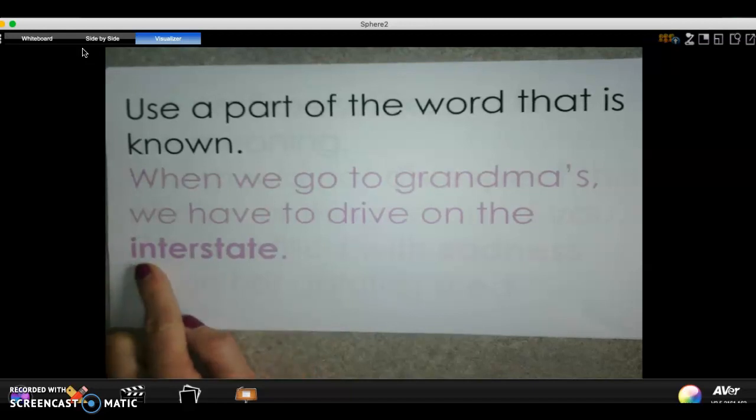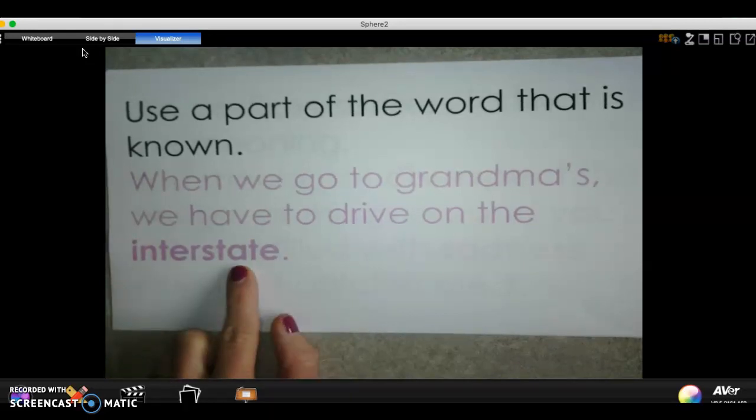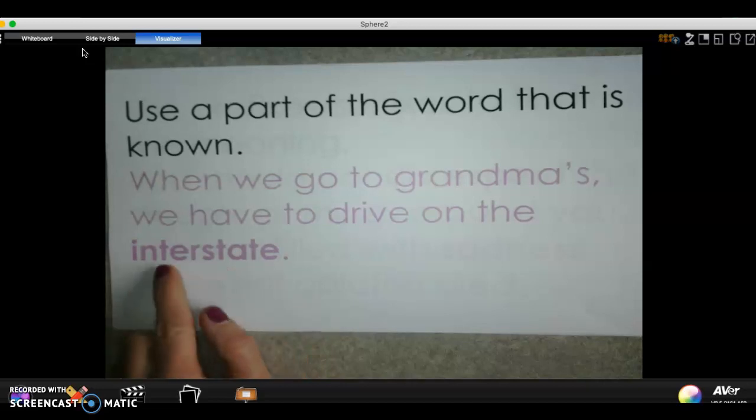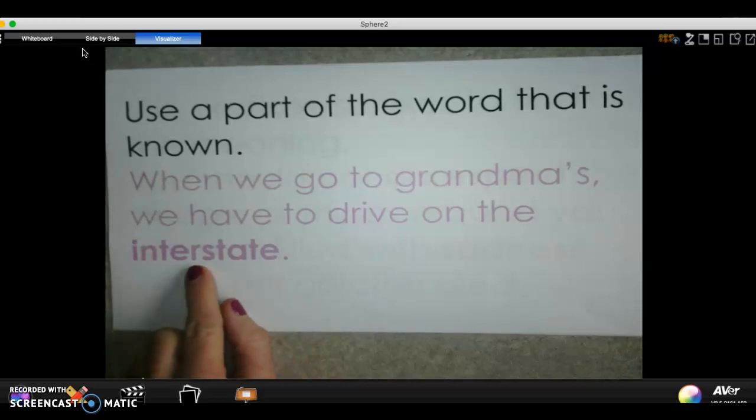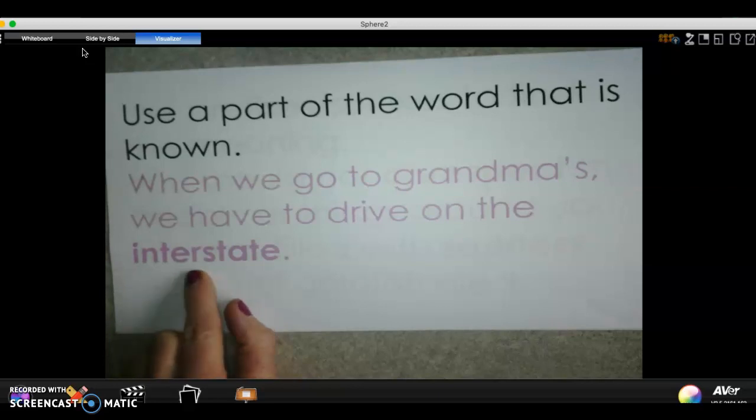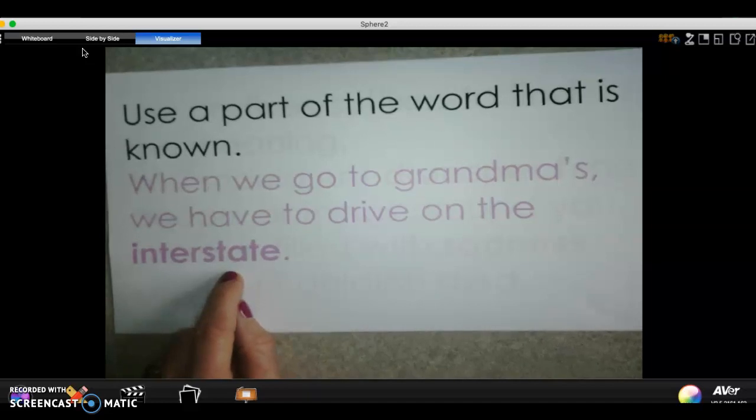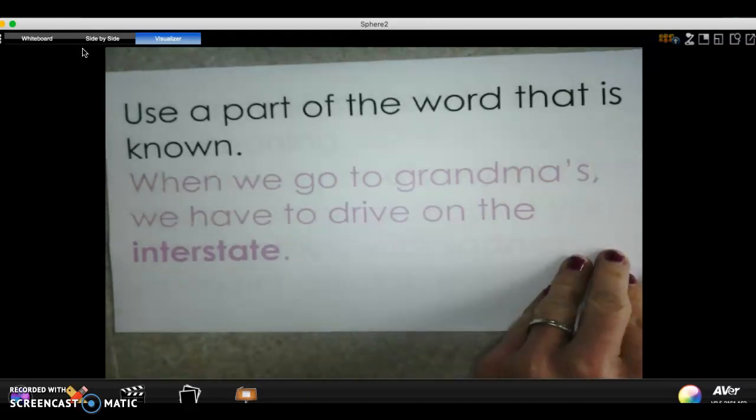I know the word in. I know the word state. So now I only have 3 letters to figure out. Where do we drive on the way to grandma's? Interstate. Oh, we always drive on the interstate. That's like another word for highway. Let's try another strategy.